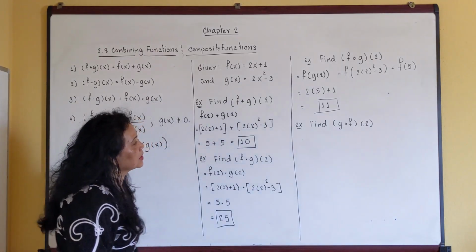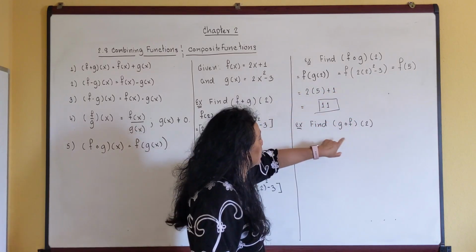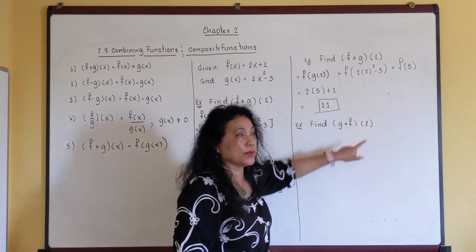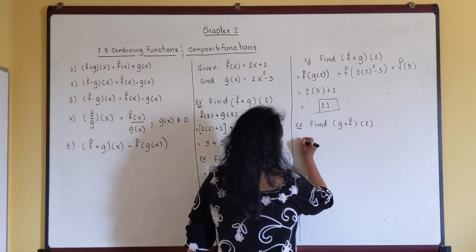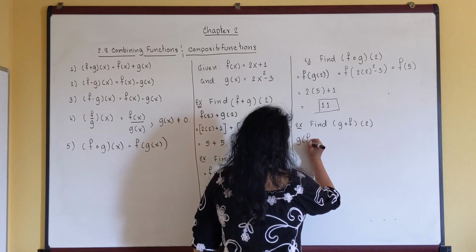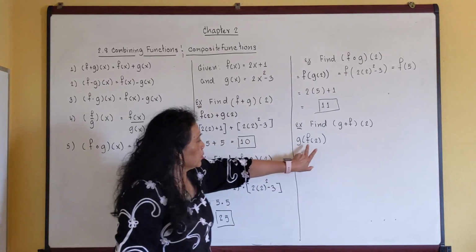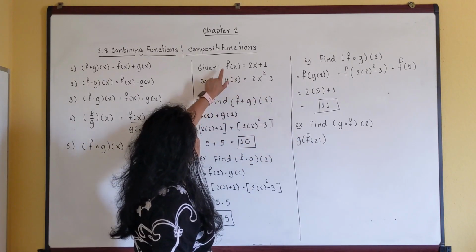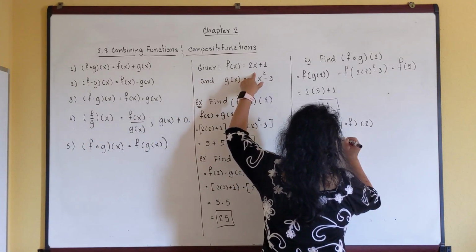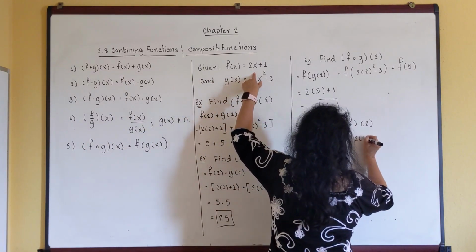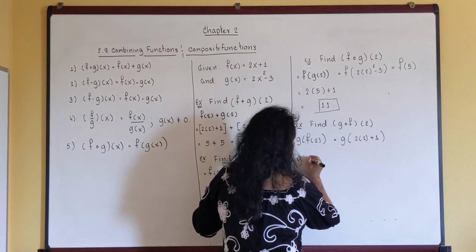Alright, let's look at the next one. The next one, instead of f of g of 2, I put g of f of 2. So now the f function is the inside of the g function. So you're going to have g of f of 2, right? So you're going to work the inside first. So go to the f function, replace the x with the 2. So I'm going to have g of 2 times 2 plus 1, which is g of 5.